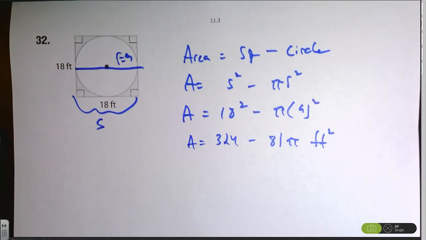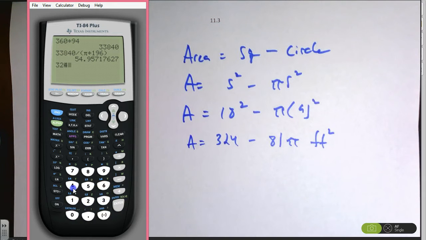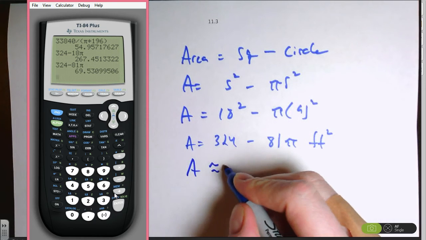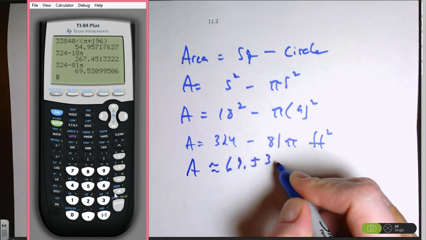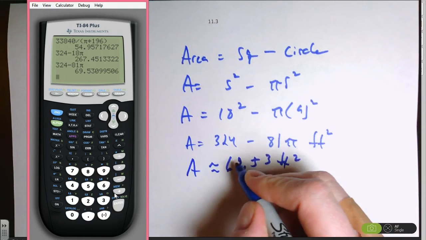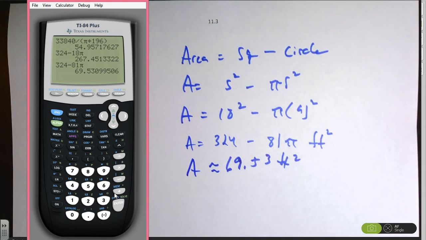But if you don't like that answer, 324 minus 81 pi. That seems too big. 324 minus 81 pi. Excuse me. I was like, that seems like way too much area. There we go. 69.53. That is really sloppy. 69.53 square feet. Okay.